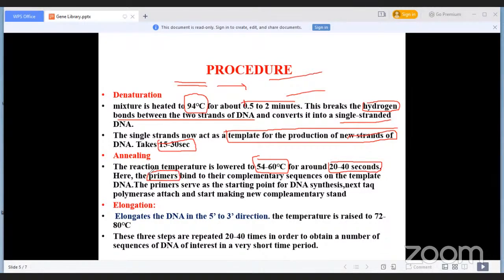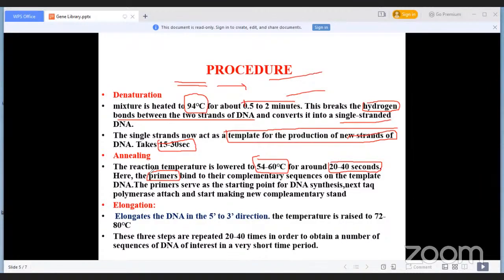Already explained: synthesizing new DNA. How is new DNA synthesized? Which enzyme is involved? Polymerase, sir. Which polymerase? There are a number of types: RNA polymerase, DNA polymerase. DNA polymerase, right?